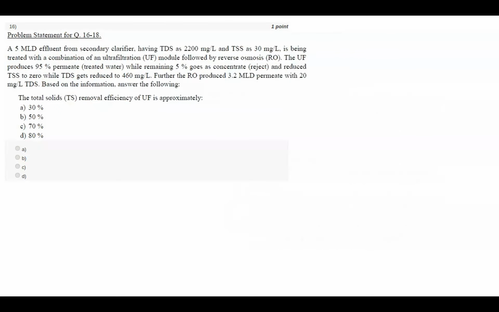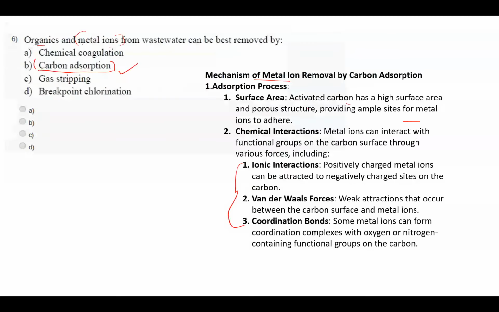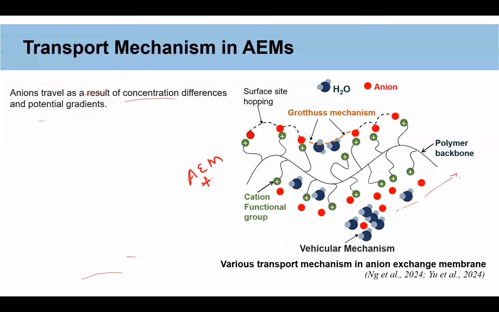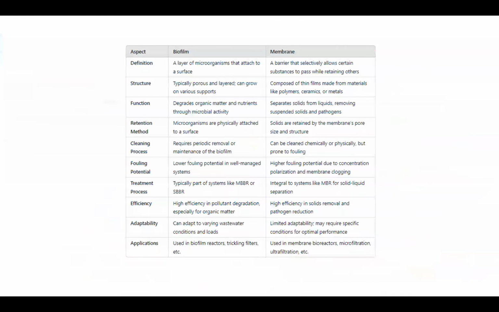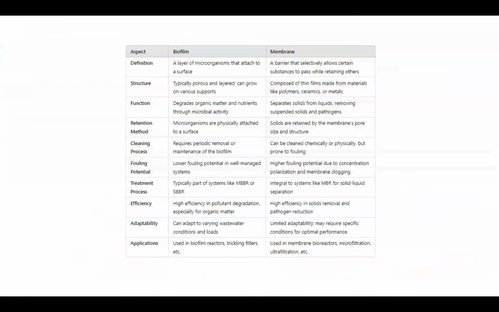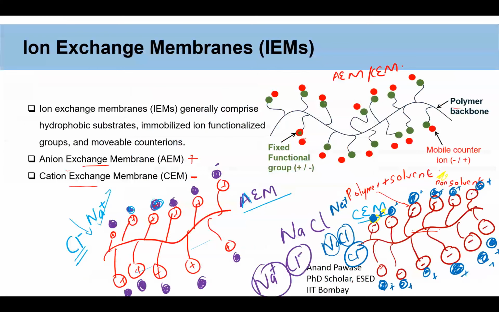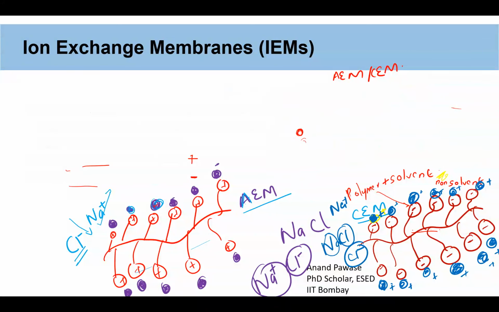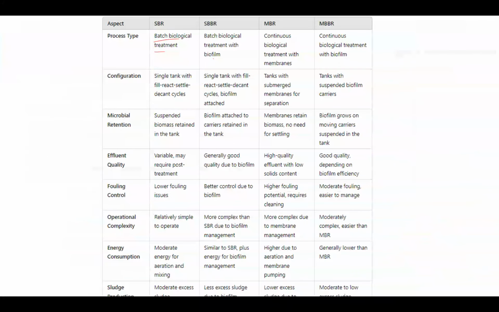I have this problem, I think I will take it next class. Any doubt in this class? EDR I will take next class. It's just the reversal of this process. I will explain with something. So these mechanisms are clear, right? This ion exchange, I hope it is clear. Any doubt? No doubt about this class.